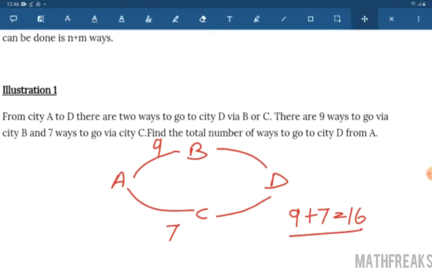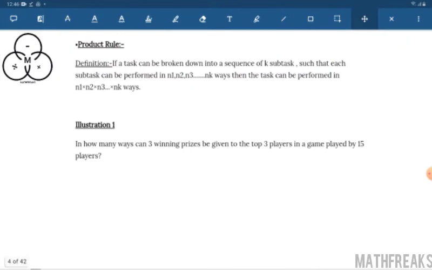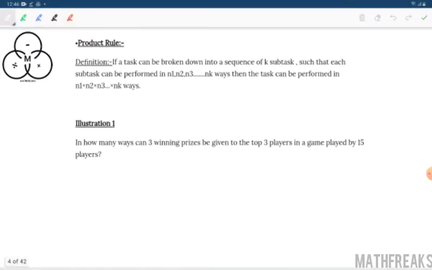I am now giving an example where the cases are not independent of each other. Whenever the cases are dependent on each other, we will apply the product rule.